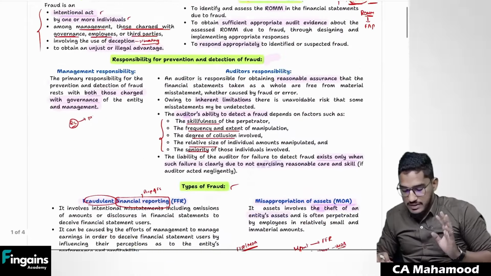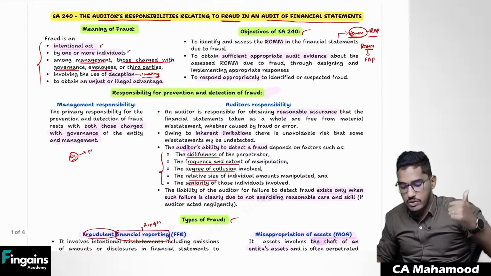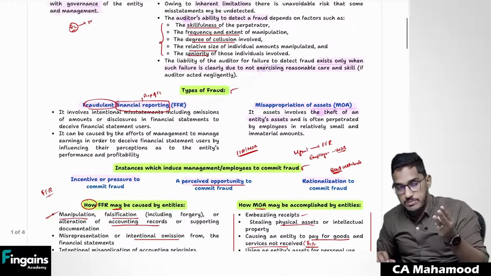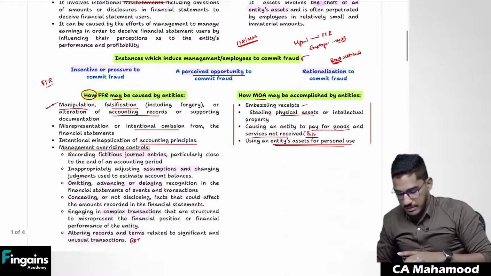Clear? So what we have discussed in this standard till now, we have seen what is the meaning of the fraud, responsibility for prevention and detection of frauds, what is the objective of the auditor, what are the various types of fraud, and how these frauds can be committed.